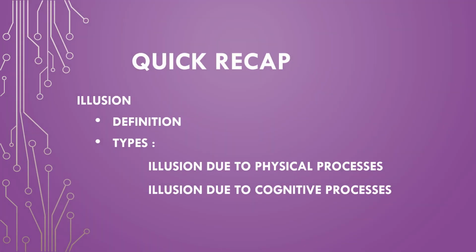Now let's have a quick recap on what we have learned. We have learned what is illusion. It is a kind of deception. We misinterpret the stimulus. We have seen the definition and various types. The major types are the illusion due to physical process and the illusion due to the cognitive process.